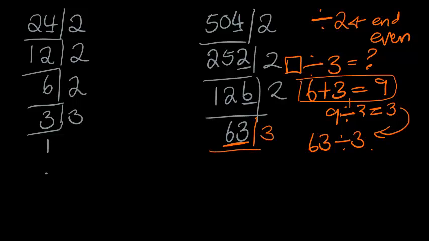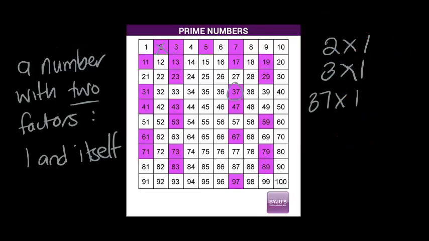60 divided by 3 is 20, and 3 divided by 3 is 1. So I'm going to get 21. Can I divide 21 by 3? 2 plus 1 is 3. So yes, 21 divided by 3 is going to be 7. Now, 7 is not divisible by 3, but if I go back to my chart, I can see that 7 is actually a prime number. So I can then divide by 7.